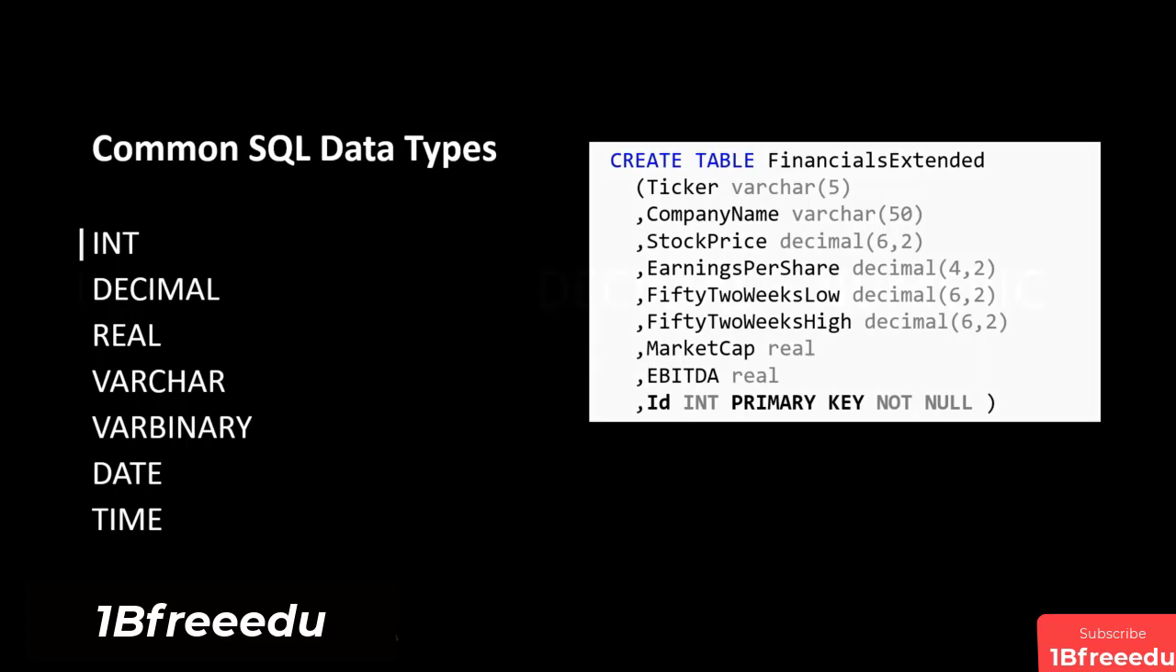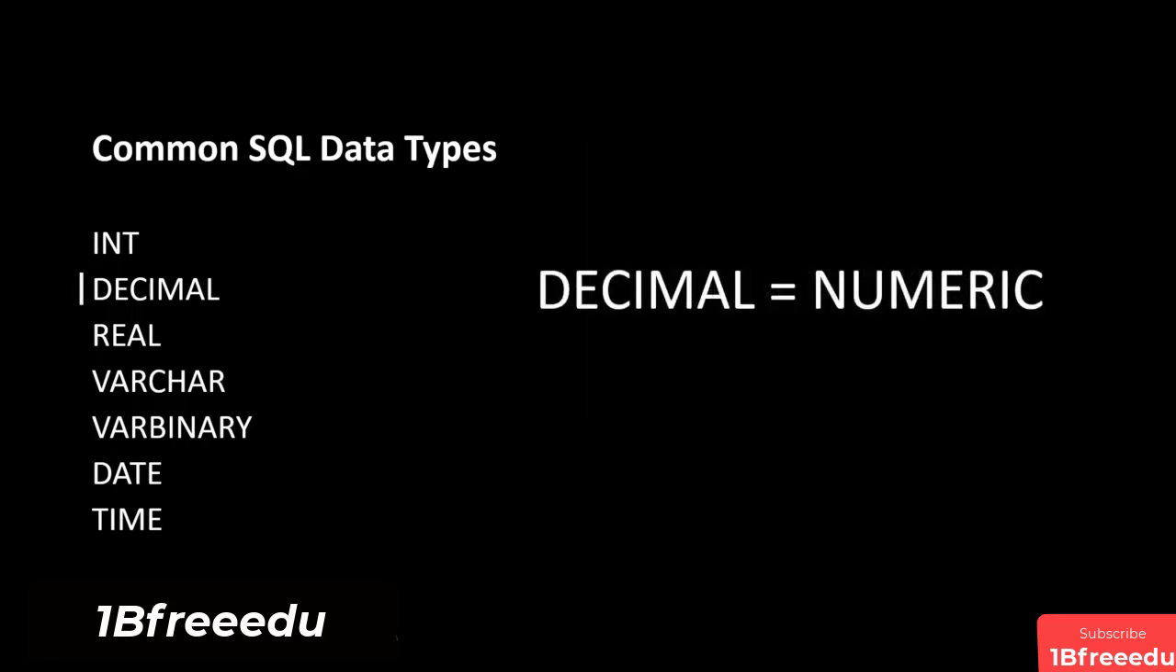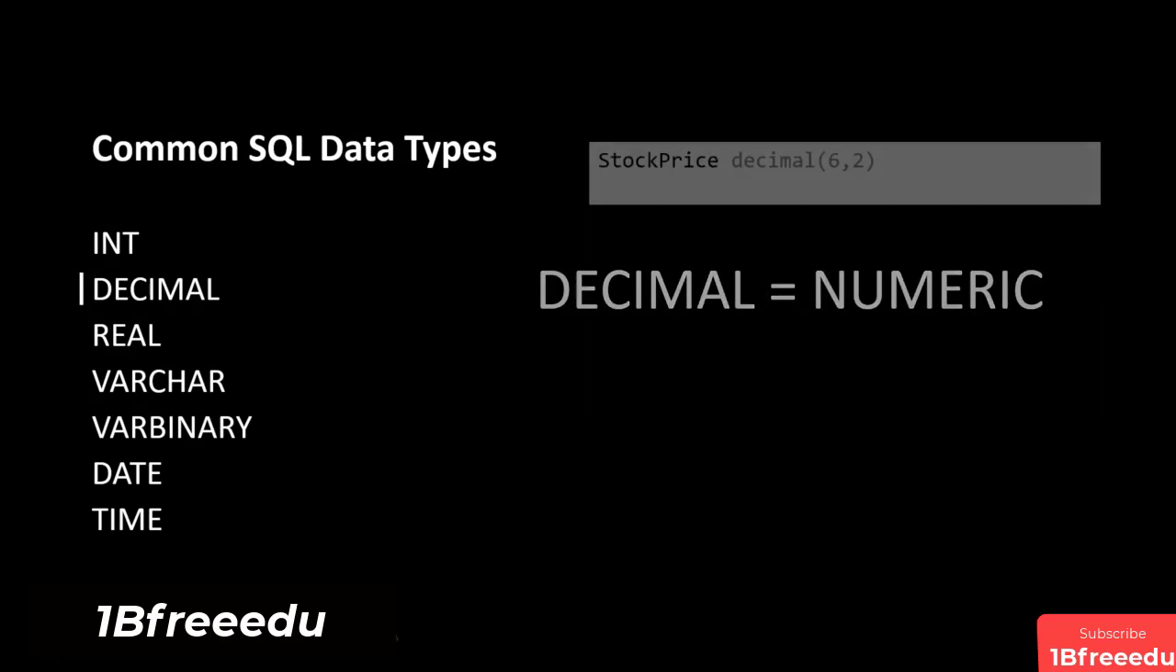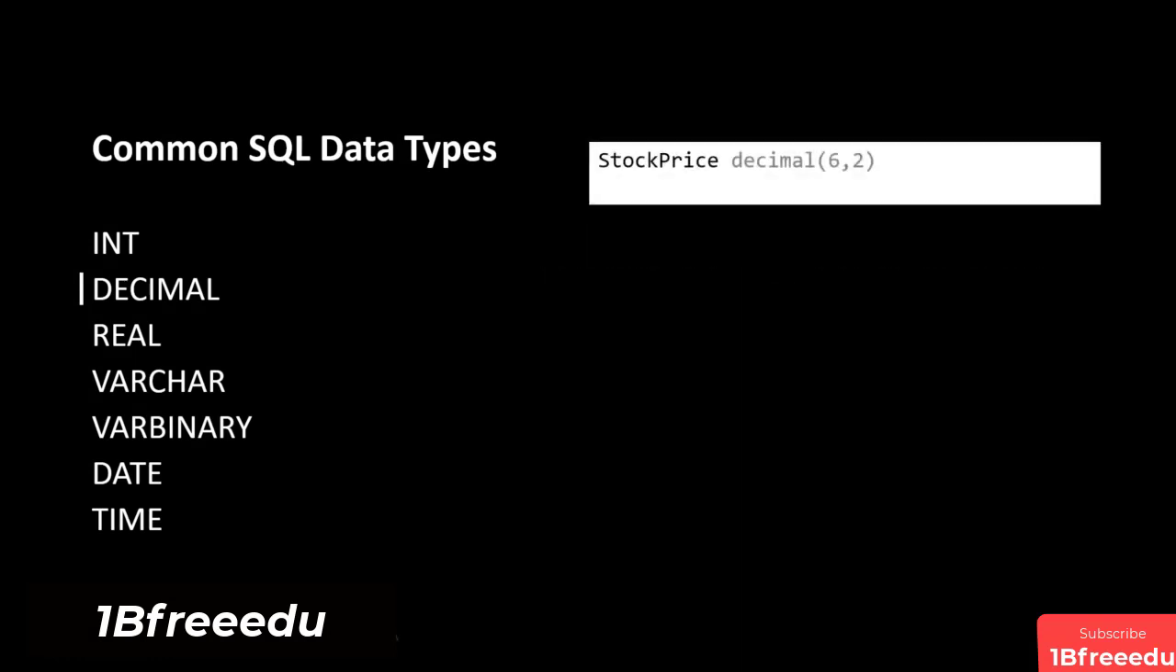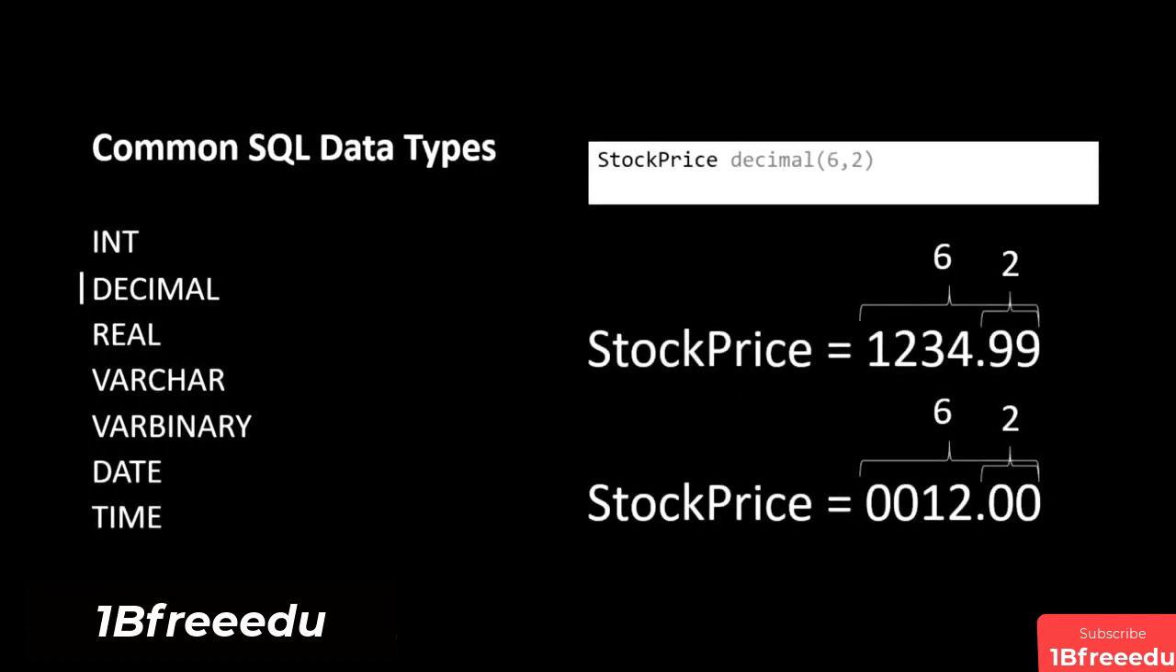In Transact SQL, decimal is a synonym to numeric data type. Arguments of the decimal data type are the fixed precision and scale numbers. For example, stock price decimal 6,2 means that numbers in the variable stock price can hold no more than 6 digits in precision and 2 digits in scale. Scale must be less than precision.